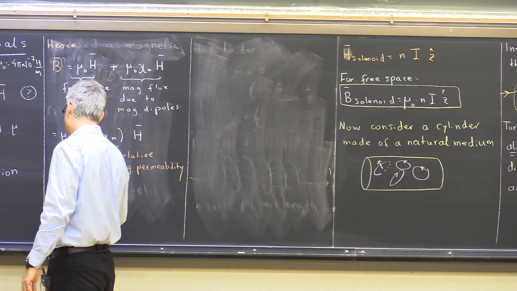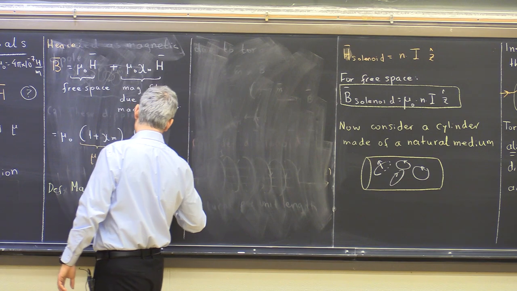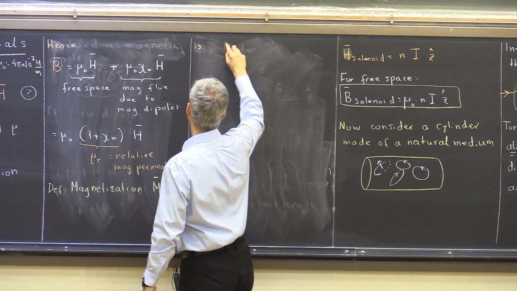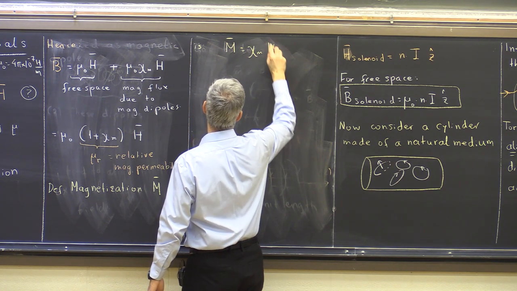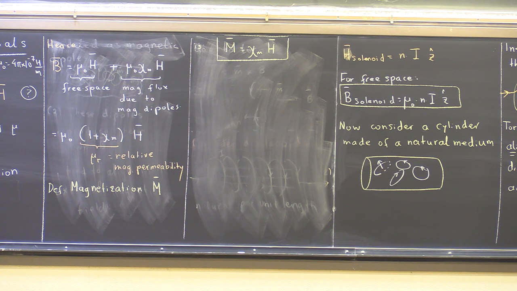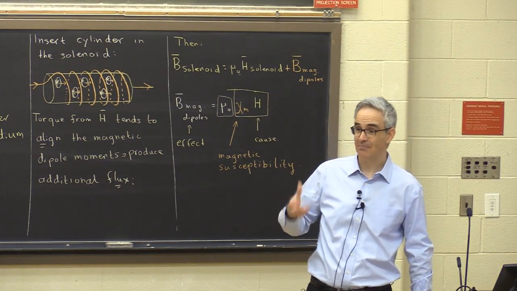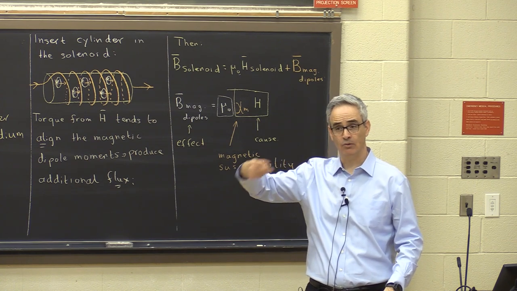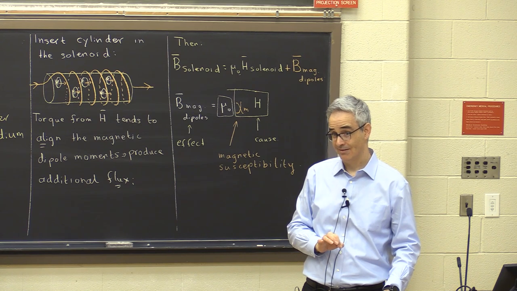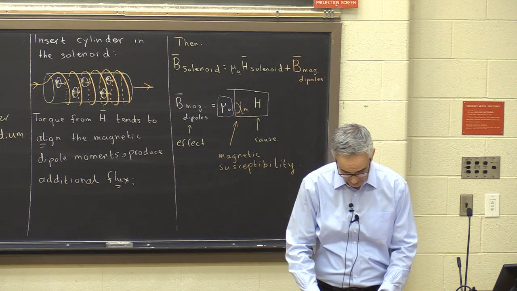So let me just define it. It's just an additional definition that magnetization M is chi sub m times magnetic field intensity. So hopefully this helps clarify the difference between magnetic field intensity and magnetic flux density. For example, when you buy a bar magnet from the store, that has magnetic flux. It has permanent magnetic flux. But you don't wrap any current around it, so the magnetic field intensity is actually zero. So zero magnetic field intensity, but you have the magnetic flux density that comes from the alignment of the dipoles.